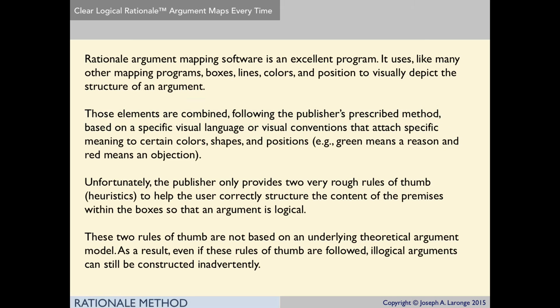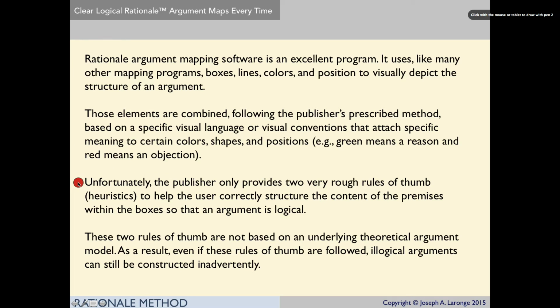So first we're going to talk a little bit about Rationale argument mapping software, and it is an excellent program. It uses, like many other argument mapping programs, boxes, lines, colors, and position to visually depict the structure of an argument. And then these elements, the boxes and the lines and the colors and positions, are put together using the publisher's method based on a specific visual language or visual conventions in which there's specific meaning attached to what the color means or what a shape means. For example, green means a reason or red means an objection.